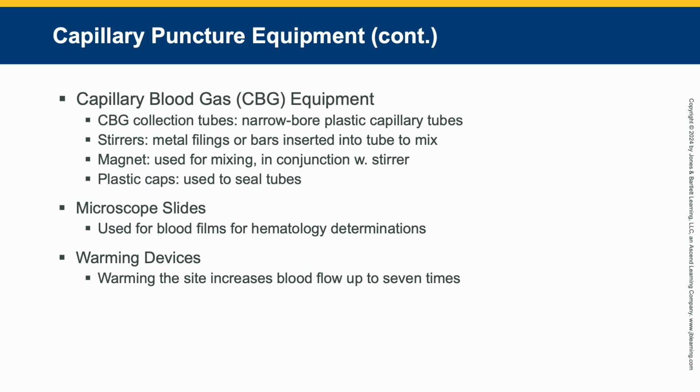Okay, microscope slides. These are used for blood films and hematology. Occasionally you will make a blood film, and in that case the lab gets the slide and does a manual count of the white and red cells on the slide that you make. Another type of device is a warming device.